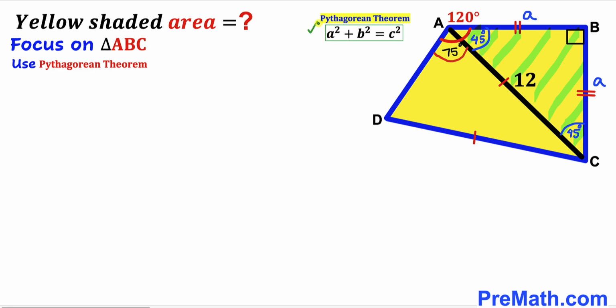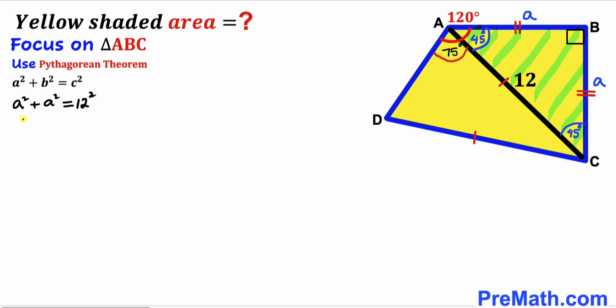And here's our Pythagorean theorem: a squared plus b squared equals c squared. In our case, our hypotenuse is 12, whereas our two other legs are lowercase a and lowercase a as well. Let's fill in the blanks in this formula. So we get a squared plus a squared equals 12 squared. Let's simplify. On the left hand side, that gives us 2 times a squared equals 144. Now we are going to divide both sides by 2 to isolate a squared. So a squared turns out to be equal to 72.